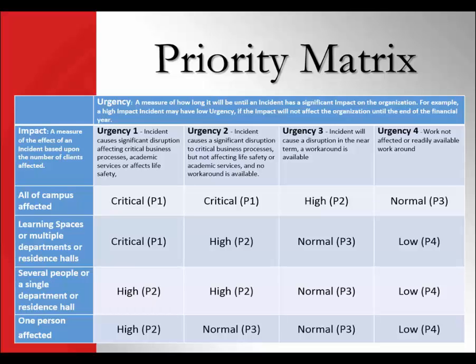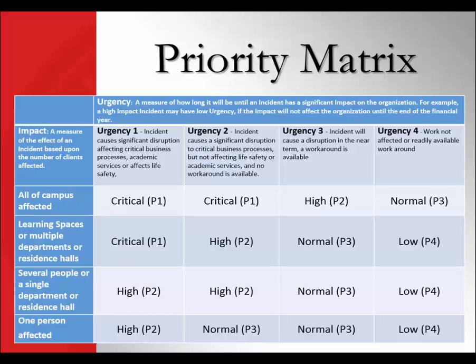Urgency 2 means it's a significant disruption, but maybe not of a core service. Urgency 3 is a disruption, but we've probably got a workaround available for it. And then urgency 4 is technically a disruption, but really there's nothing impacted by that. So if you just follow those vertical and horizontal columns to whatever square in the center, you'll find the priority of whatever incident you're creating.